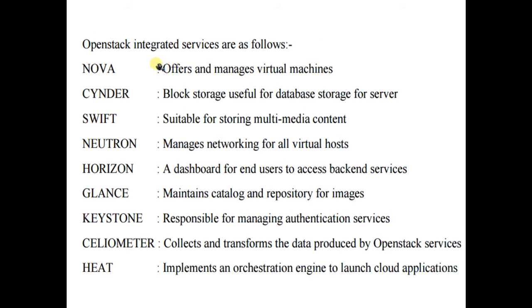We are using the following services in our project: Nova, Neutron, Horizon, Keystone, Heat. Nova is the one which offers and manages the virtual machines, while Horizon is a dashboard for end users to access backend services. Keystone is mainly responsible for authentication services, and Heat implements an orchestration engine to launch the cloud applications.